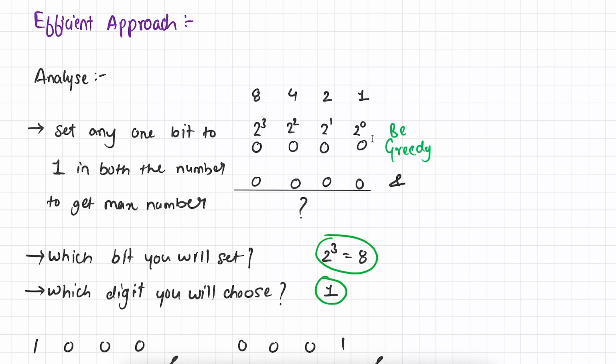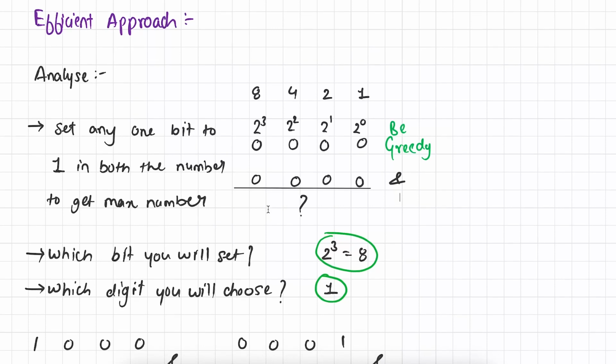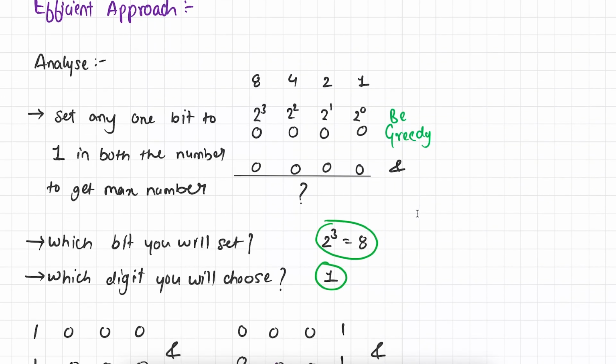As we know, in the binary representation of any number, each bit represents a power of 2, correct? This bit represents 2 to the power 0, that is equal to 1. This bit represents 2 to the power 1, that is equal to 2, then 4 and 8. So this time you have to be a little bit greedy and think about how to get the greater number, right? So obviously you are going to choose 2 to the power 3 because the value of this bit is maximum here. That's why you are going to choose this bit, right?